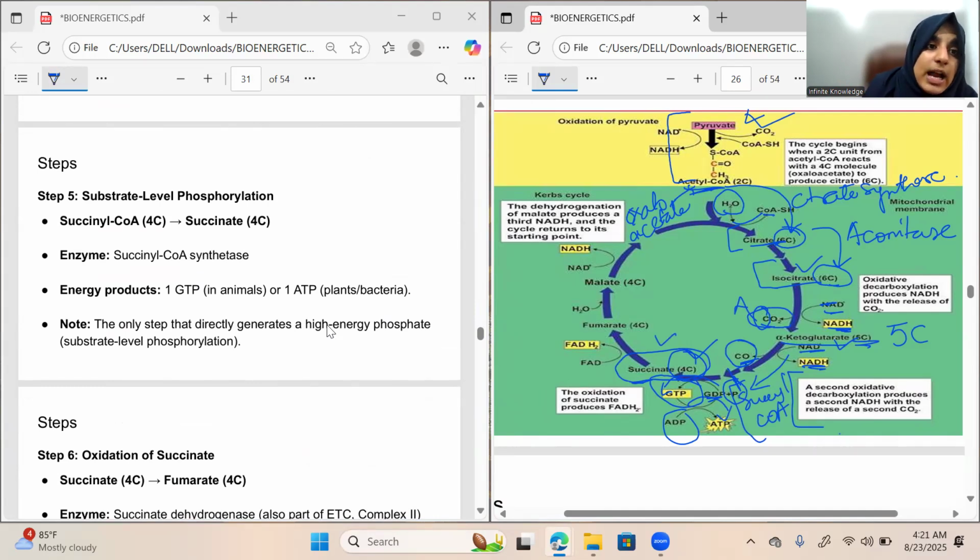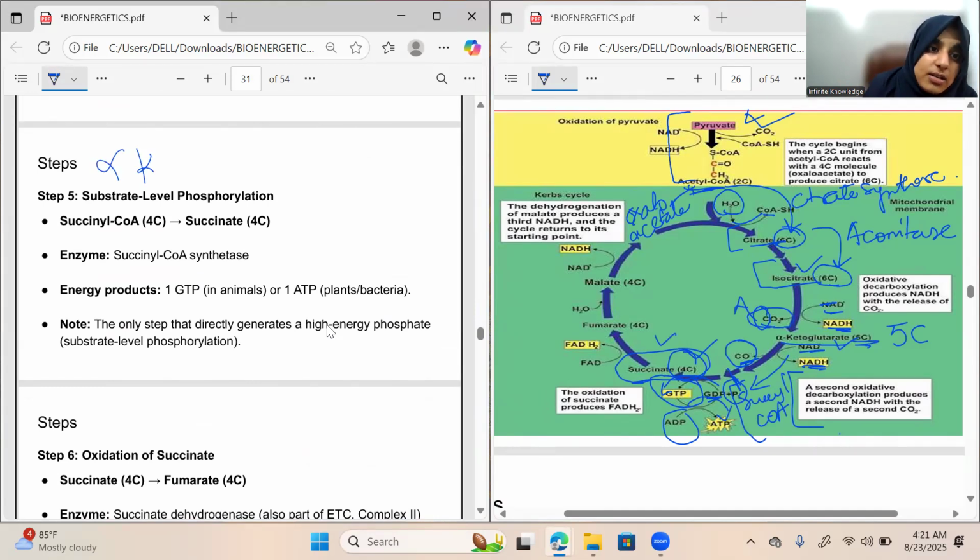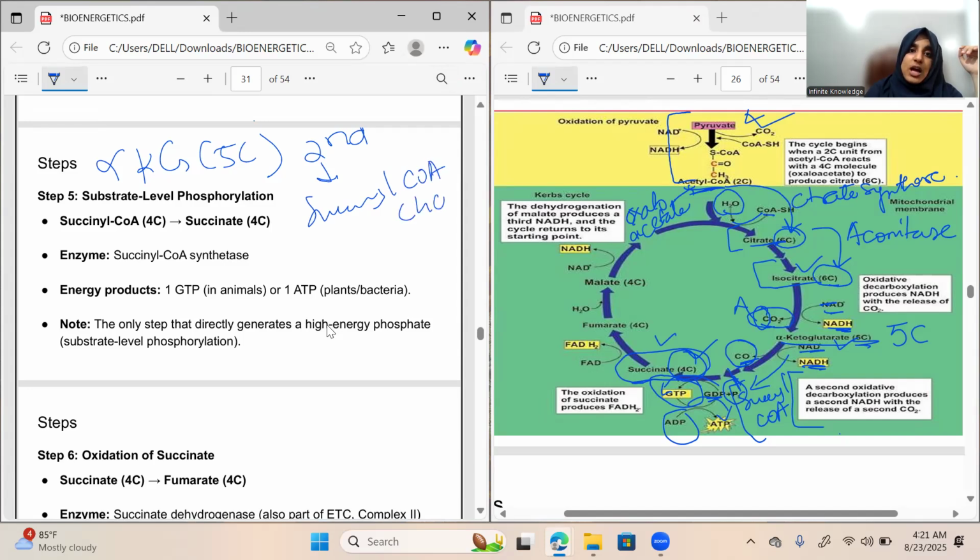First, what happened? We had alpha ketoglutarate, which was a 5 carbon compound. Then we had the second oxidative decarboxylation in which one NADH is being produced, and since it is decarboxylation, carbon dioxide is being removed as well, and we produce succinyl CoA, which is a 4 carbon compound. Now the succinyl CoA will remove this coenzyme A, and it forms succinate, which is also a 4 carbon compound.